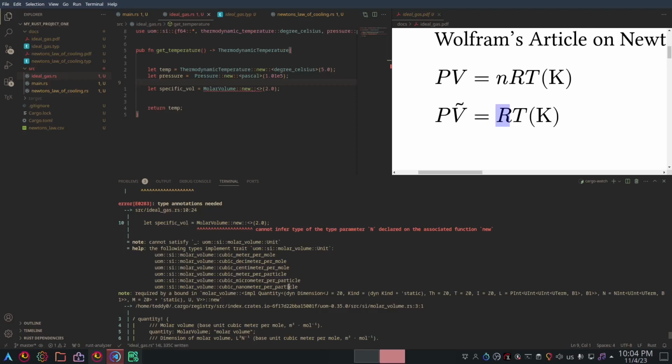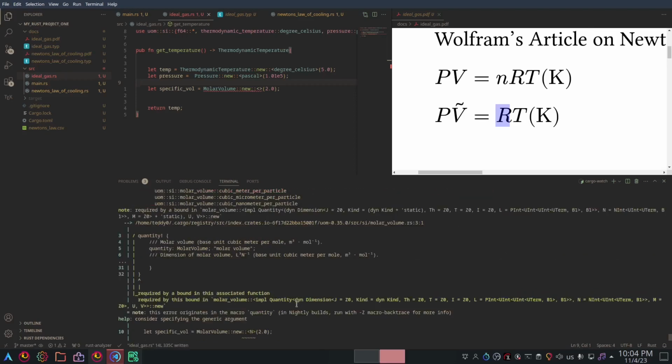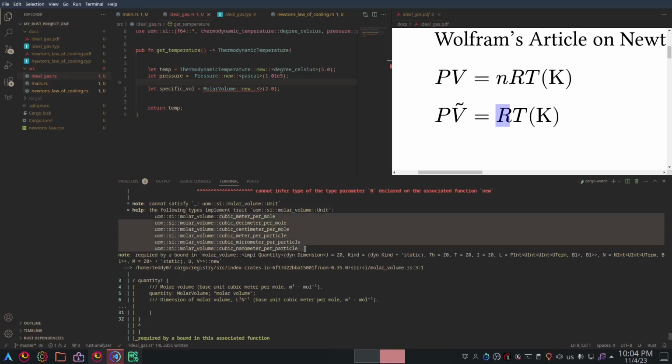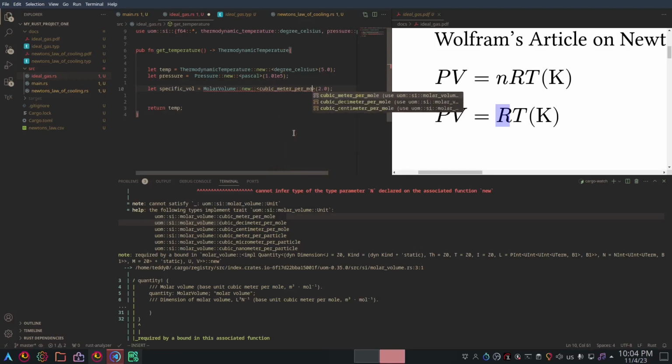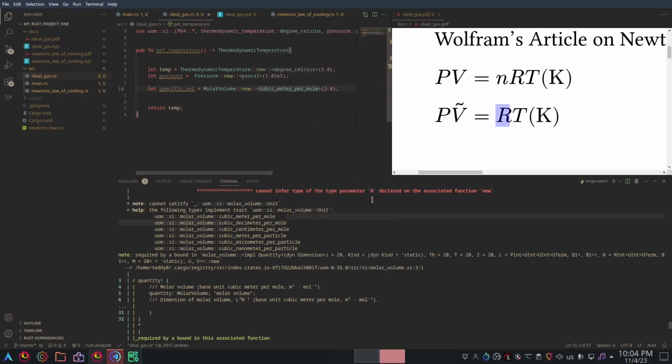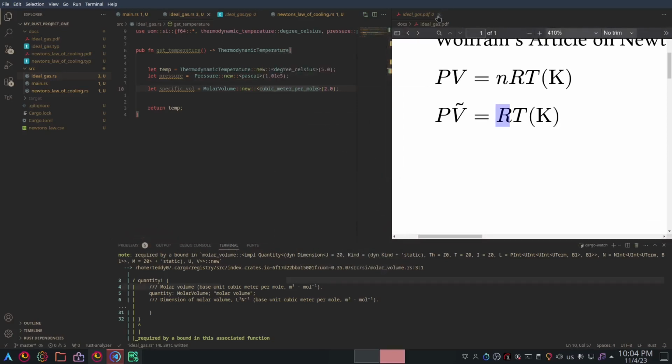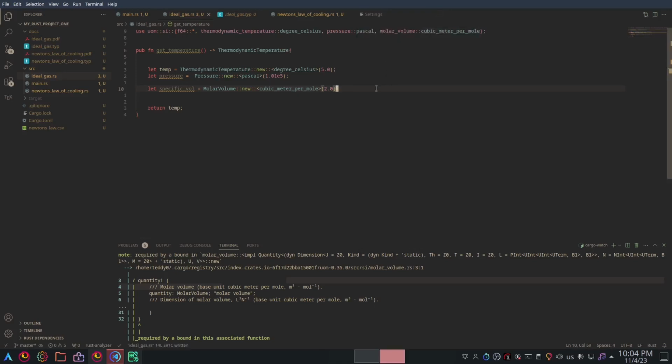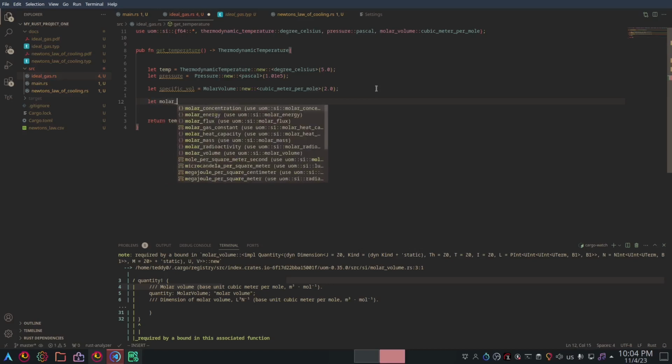If you don't put the volume here, here are some volumes you can actually use. Here's cubic meter per mole, cubic decimeter per mole, and so on and so forth. So let's put cubic meter per mole. All right, and let's actually import it. Remember, the quick fix button: as long as you hover over, you should be able to get a quick fix button, as we saw in the last video.